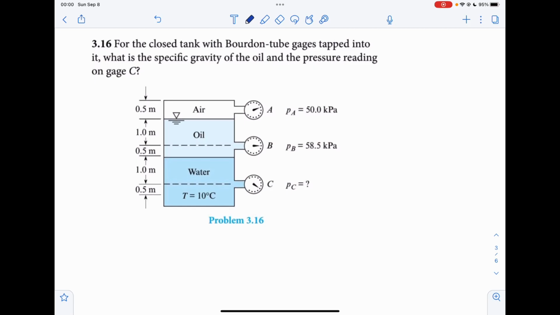For problem 3.16, we have a tank with oil, water, and air inside of it. The first part of the problem is asking what is the specific gravity of the oil, and the second half of the problem is asking for the pressure reading on gauge 3.